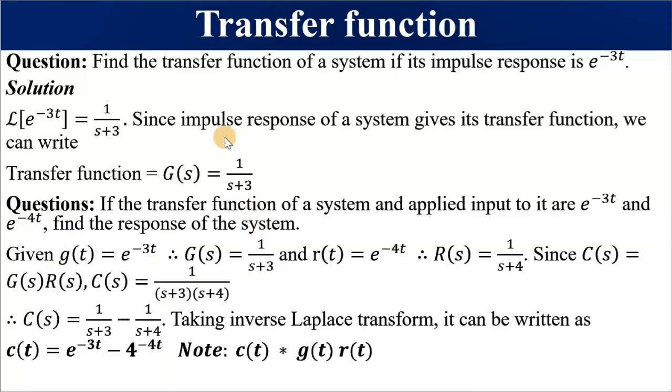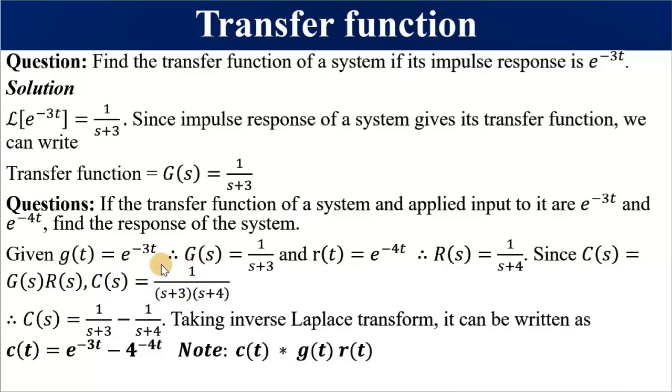We have calculated it from the above question, and we are now given the reference input r(t) equal to e to the power minus 4t. So we are saying the Laplace transform of the input is equal to this. How do we find the Laplace transform of the output? This is equal to the Laplace transform of g(t) multiplied by the Laplace transform of r(t), which is this. So how do we calculate the response C(s)?